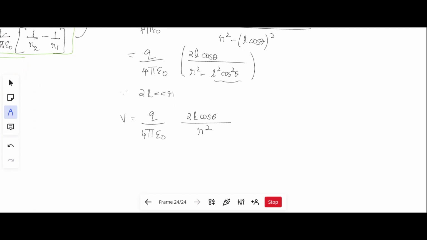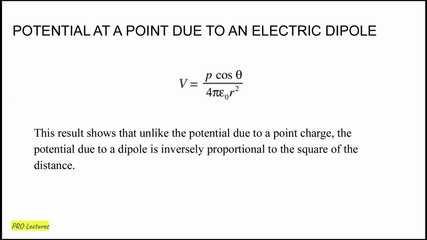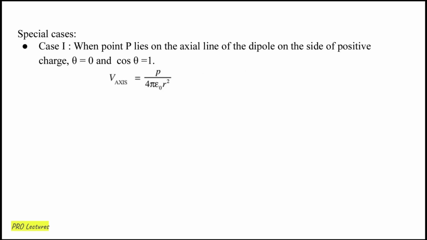we can express the result Q into 2L as dipole moment P. So V is P cos theta by 4 pi epsilon naught R square. This result shows that, unlike the potential due to a point charge, the potential due to dipole is inversely proportional to the square of the distance. Let us now consider a few special cases for the potential due to an electric dipole.